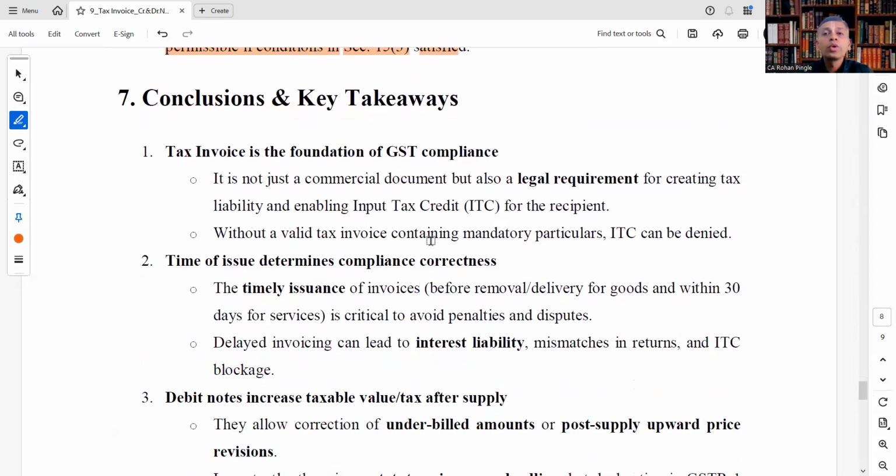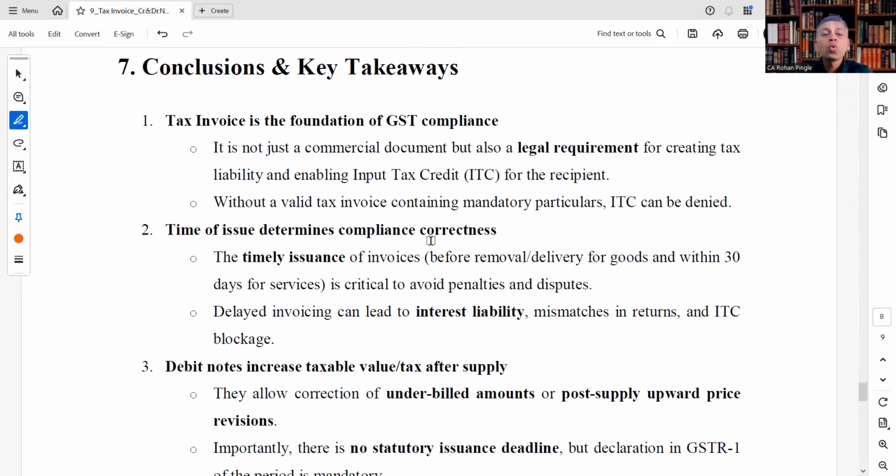You can note down, take screenshots, and mention the pinpoints also, so you can recollect afterwards. So let's move on to the conclusions and key takeaways from today's learning.